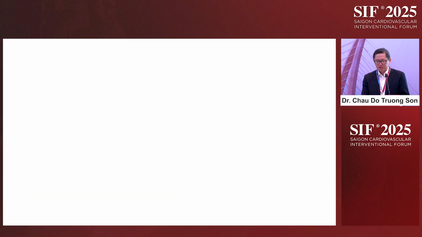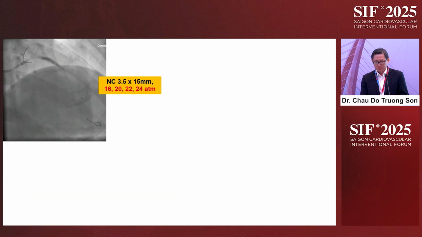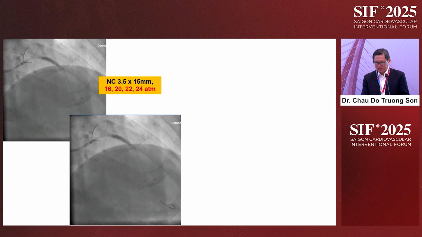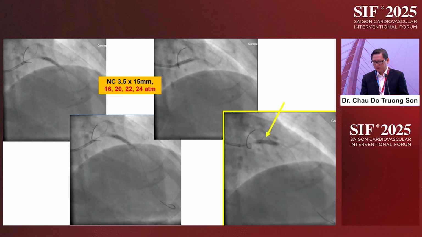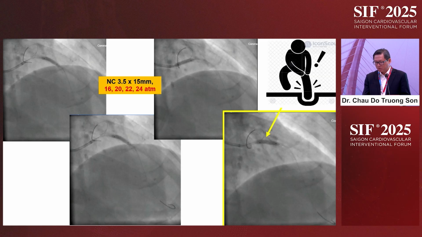And then we decided to use an NC balloon along the stent. And at this point, I see that at the proximal LAD, the stent is still not well expanded. So we started another post-dilatation with the NC. And at this point, after deflating the balloon, I cannot retrieve the balloon. It's stuck.